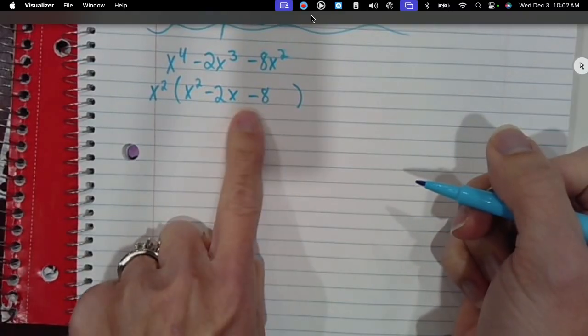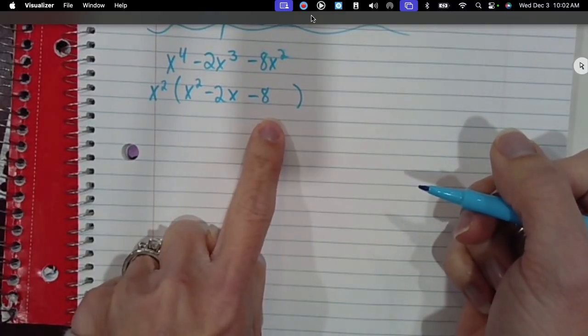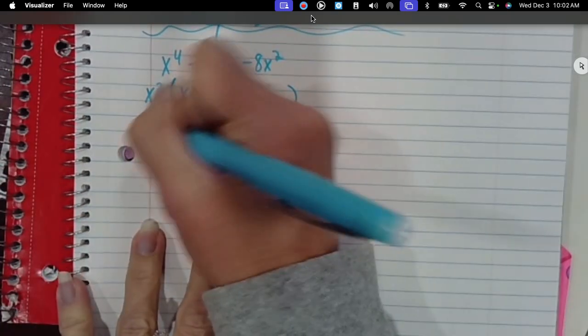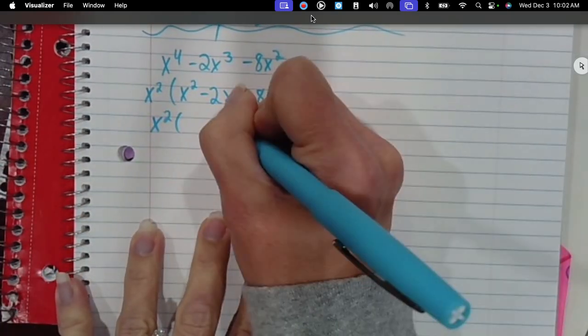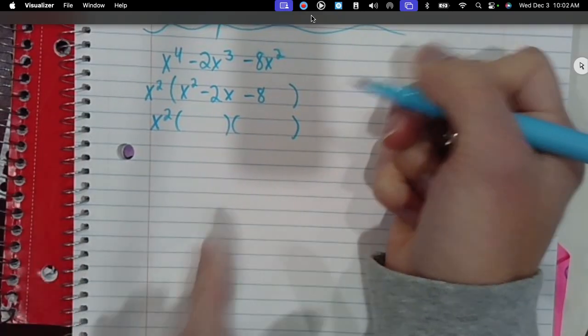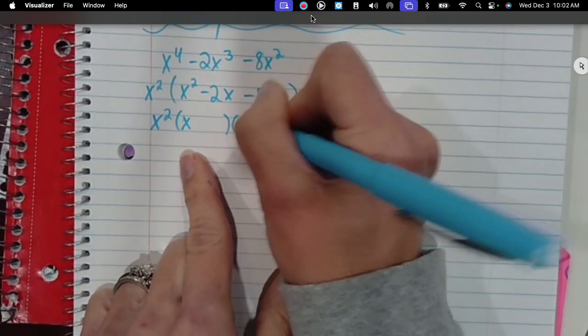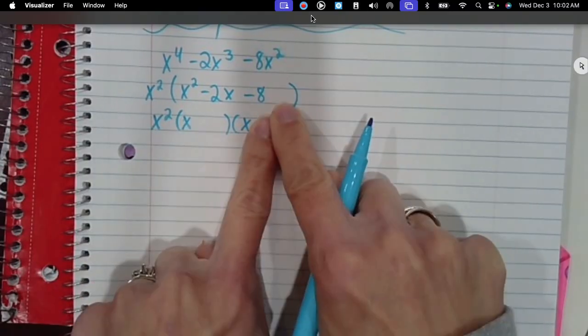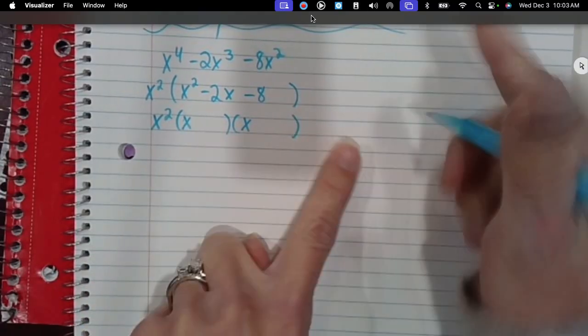Now this can yet again be factored. It's like this was an extra step. So I'm going to write my x squared, in 2 parentheses. Is it the x and x? Yeah, it is. So we put our x times x here. That's our first thing. Now we look at the negative 8 for the last things.